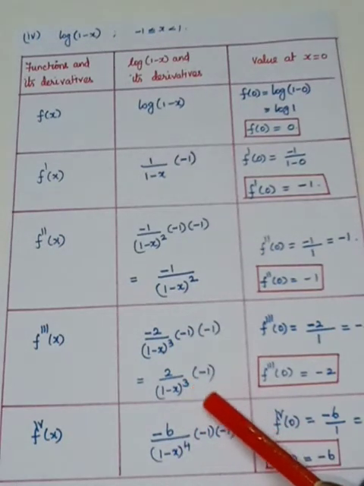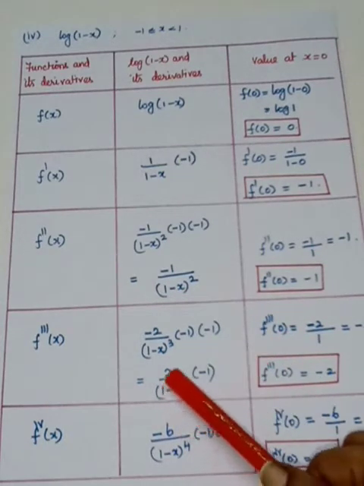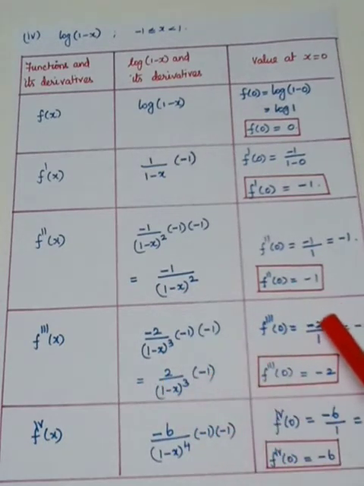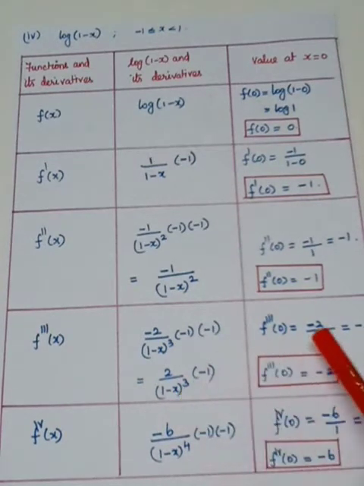Now if you substitute x as 0, you will get 2 into minus 1 is minus 2, divided by, if you substitute x as 0 here, it is 1. So minus 2 divided by 1 is minus 2. So you will get this.